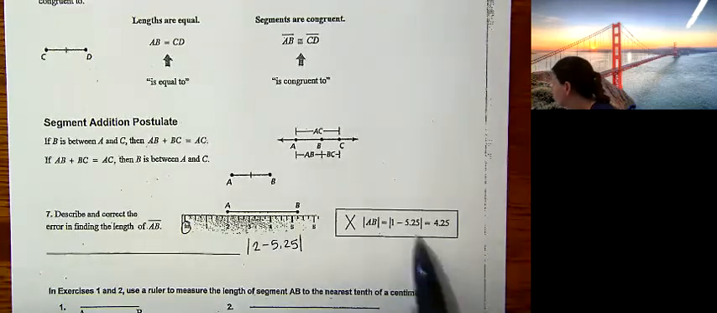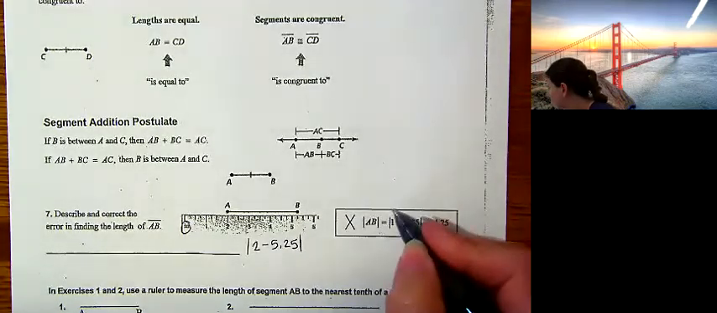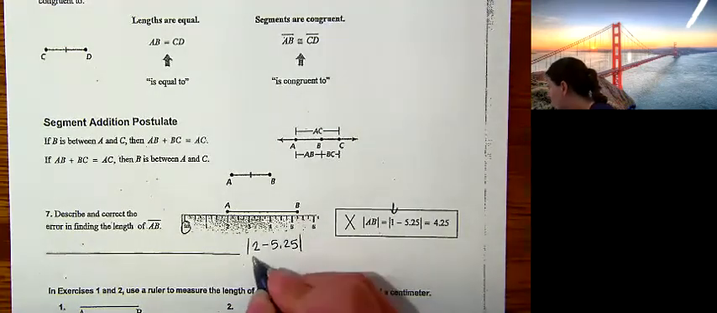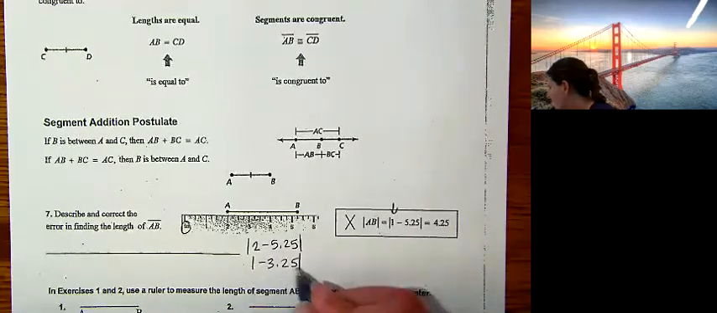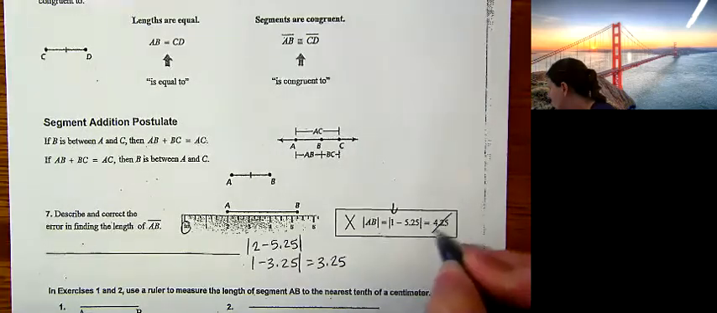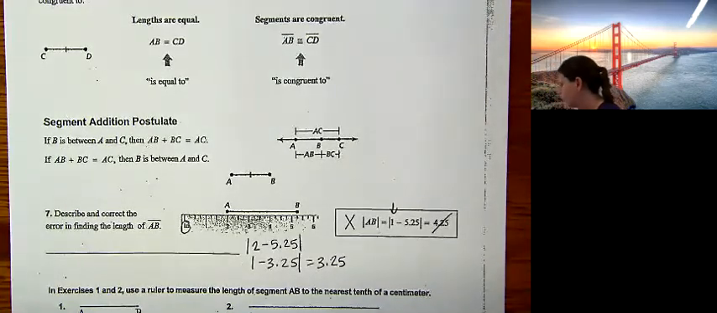What they wanted to do is somewhere over here, they made an error. So they want you to recognize that A is at 2, it's not at 1, but we could still find the length of this. And remember the absolute value of this. So this would be 3 1/4 instead of the 4.25.